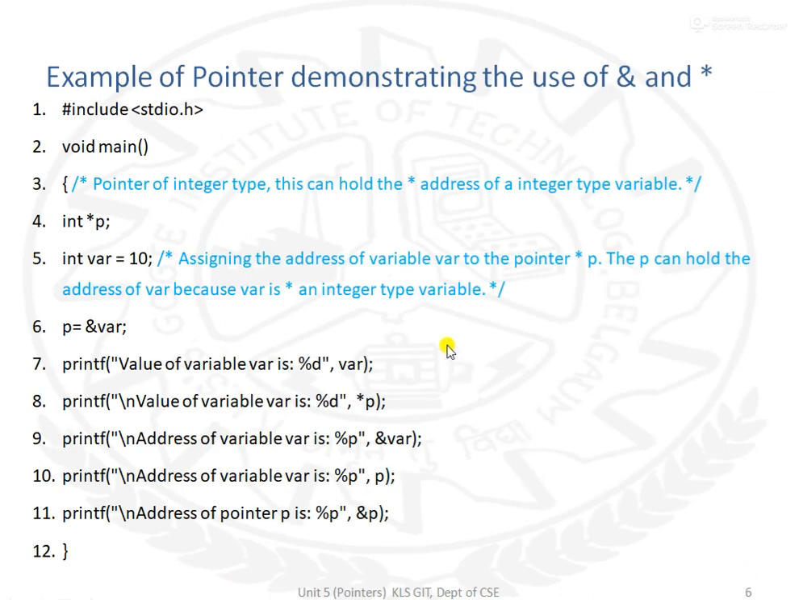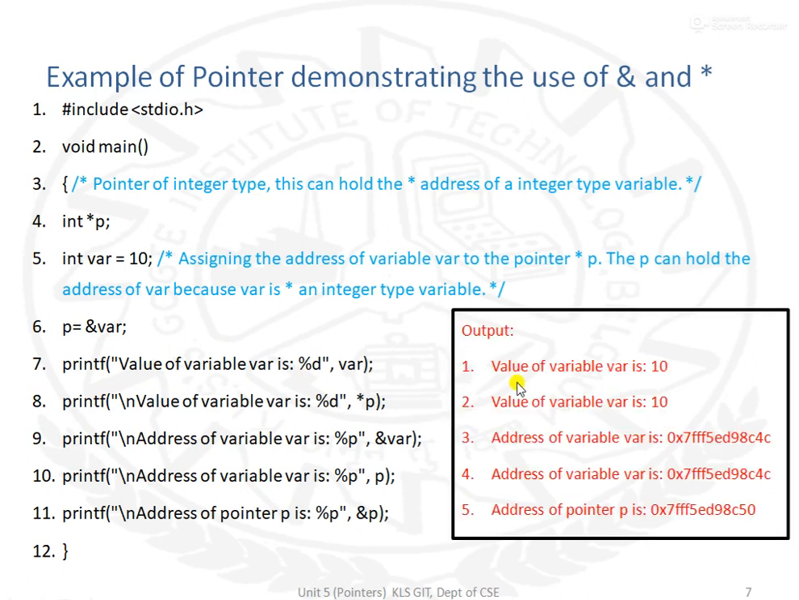We'll see another example here. So here we have a program: void main, int *p, int var = 10. We are assigning the pointer to the variable using the & symbol. Now here I am printing the values. We'll see what the different outputs are.